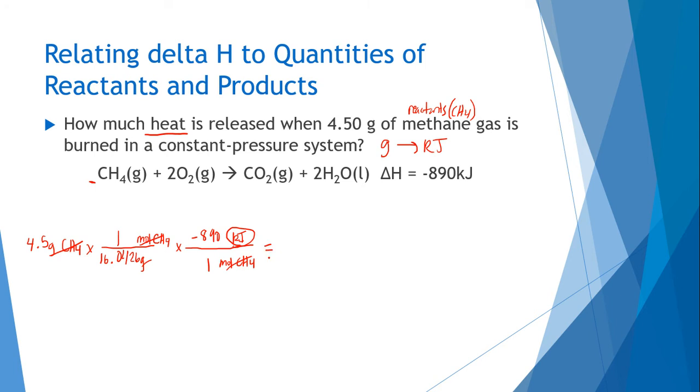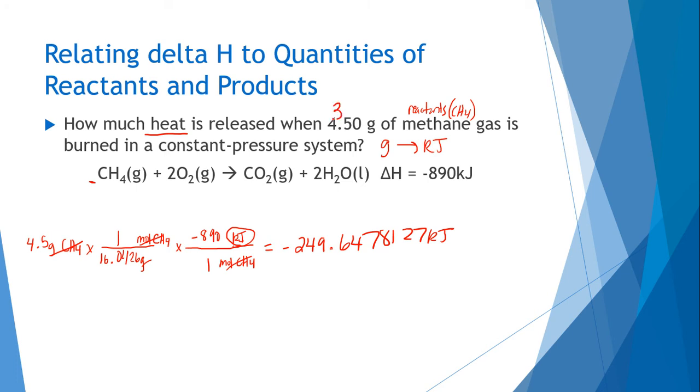I have found what I wanted, so then you can go ahead and plug this into your calculator. Remember, if you're on the bottom, you divide. If you are on the top, you're going to multiply. And you should get negative 249.6478127 kilojoules. But remember, sig figs.